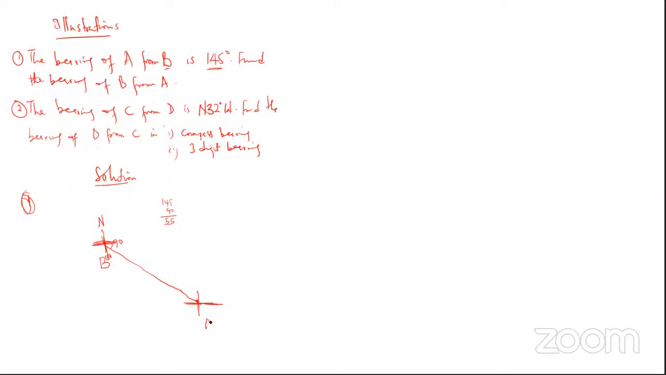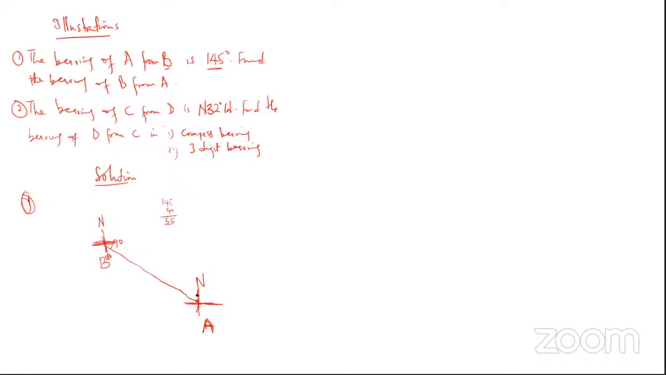So this is where I have A. The question is, what is the bearing of B from A? It means I'm supposed to come to A and read from the north of A in a clockwise manner up to the line that is going to B.